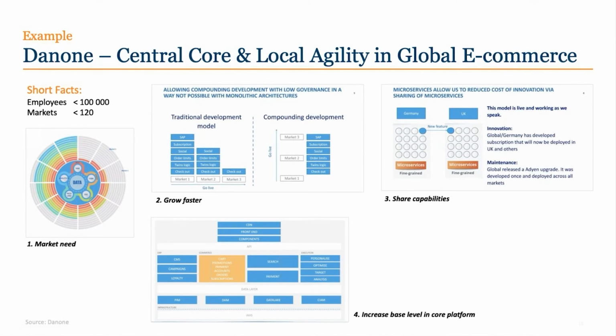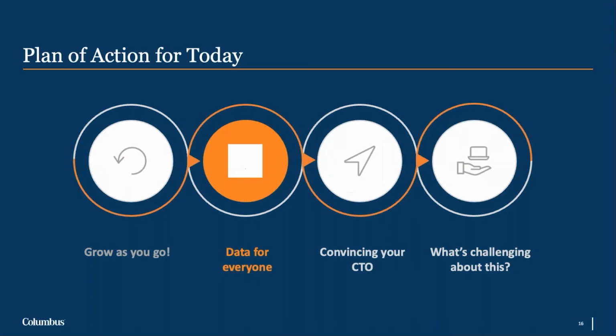At the same time, the global core can be updated with core services and increase the base level, for example, adding a more powerful search possibility. In short, a global solution with local agility. And that actually ends the chapter about grow as you go.